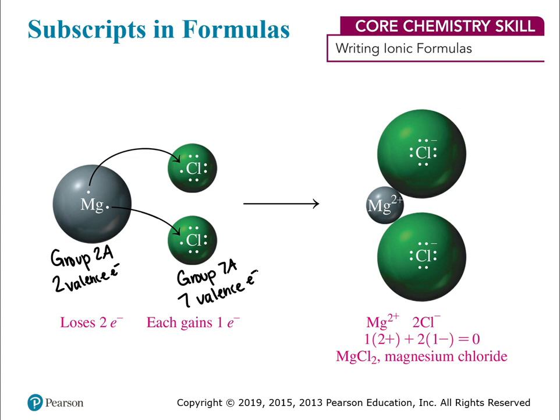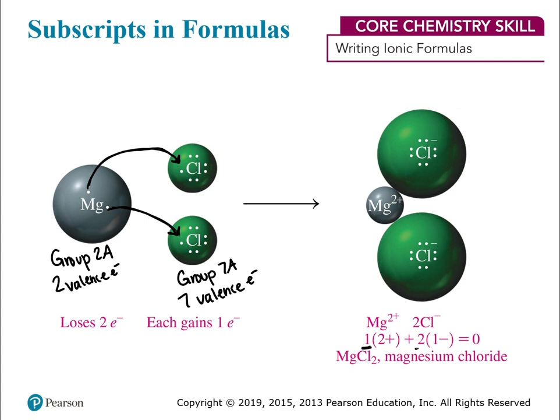All that to say that magnesium wants to get rid of both of its valence electrons. Chlorine only has space for one. So instead of just one chlorine atom, we have two chlorine atoms. And both of them receive an electron from magnesium. When we have our ionic formula, we've got one magnesium ion, and its charge is 2+.